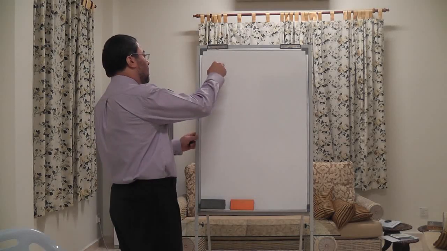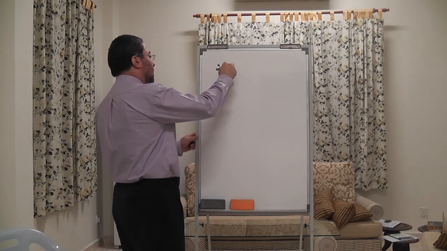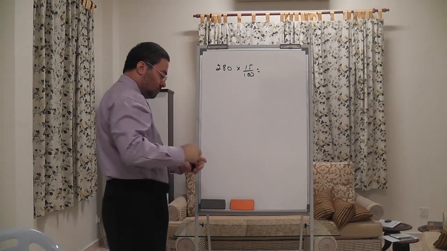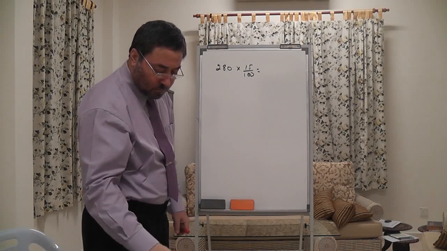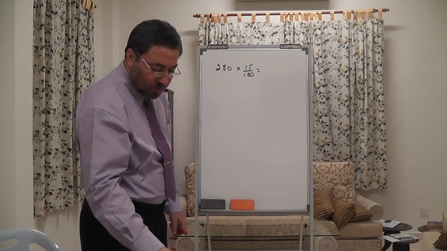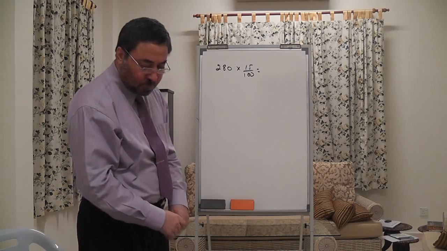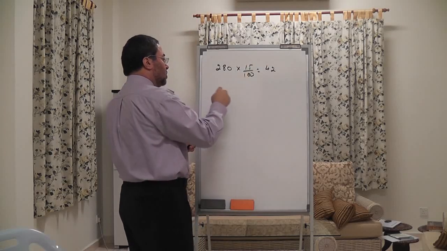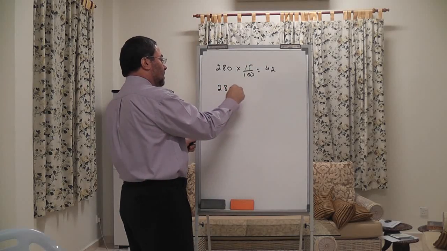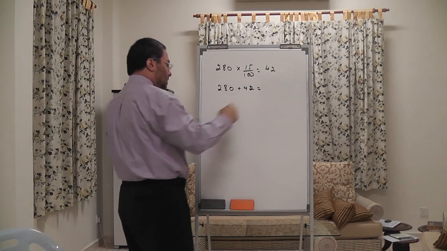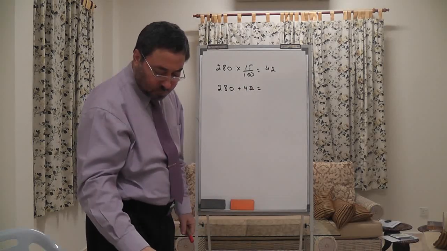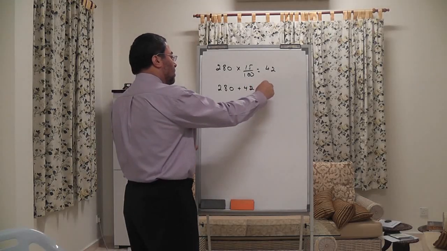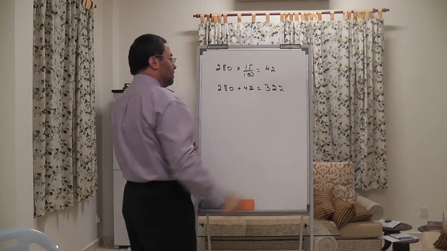So he started with 280, and this increased 15%. So let's get the increase. So that's 280 times 15 divided by 100, and that's $42. So he went up 42. Let's add this to his salary and see how much he got now, and that's 322.